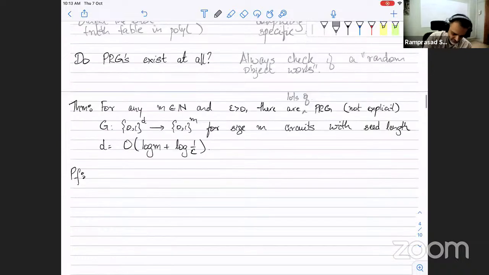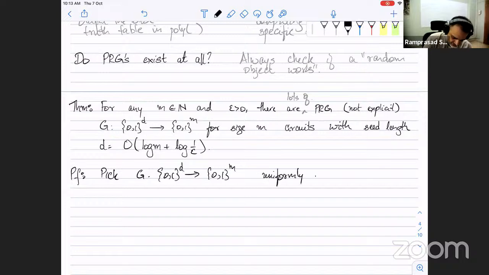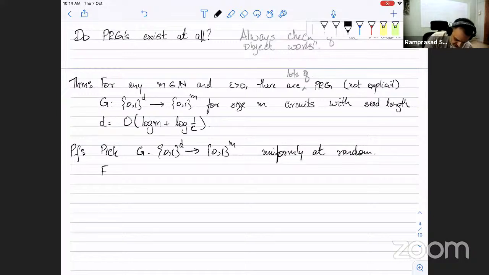Okay, so here's what I'm going to do. We'll pick this g from {0,1}^d to {0,1}^m uniformly at random. Once I pick a g, I now want to ask, what are the chances that this actually works for circuits of size n? That is, no circuit of size n can really distinguish between them. Now suppose we fix a circuit T of size n.